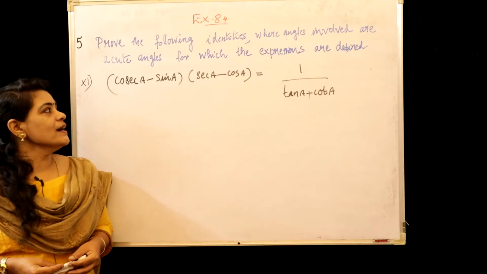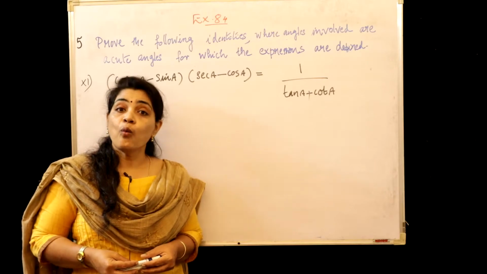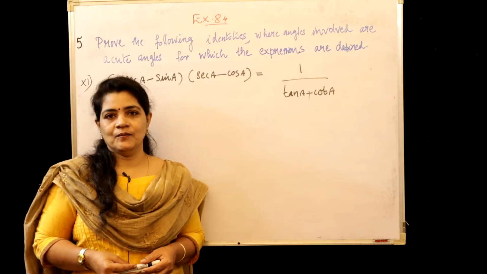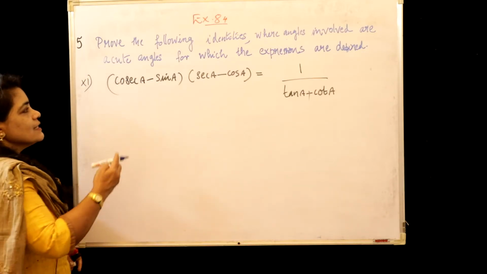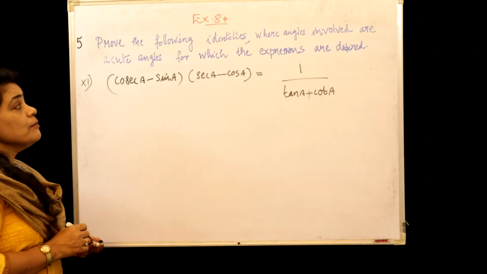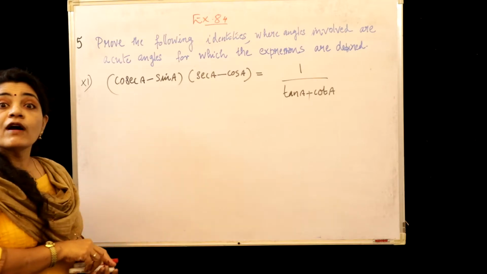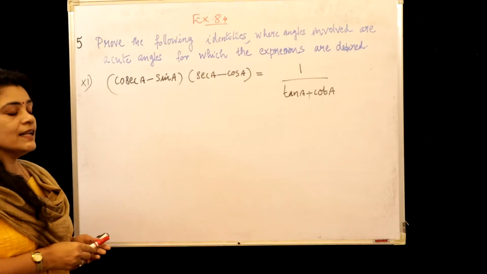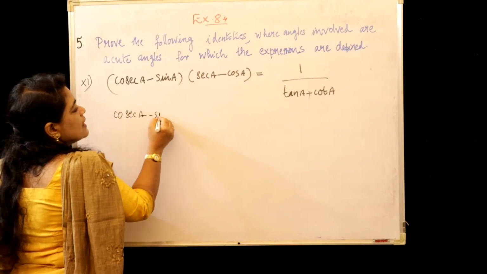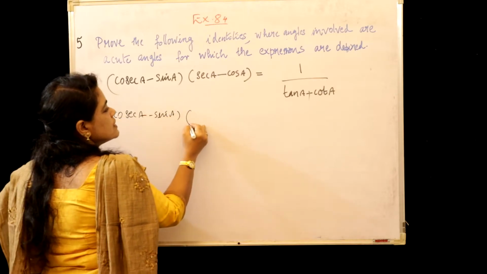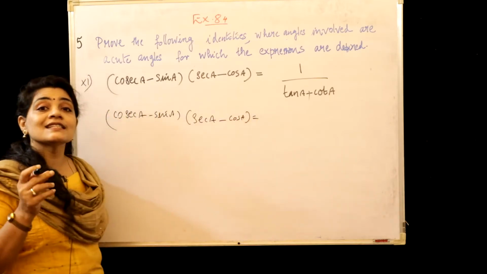Now the 9th question. Here cosec A minus sin A into sec A minus cos A equal to 1 by tan A plus cot A. Okay, so as usual we can take the LHS and we can solve. Okay, that is, here we have cosec A minus sin A. See, cosec A can be written in the form 1 by sin A. We can apply that reciprocal relation. We are writing the LHS part first, and we are going to substitute using the reciprocal relation.